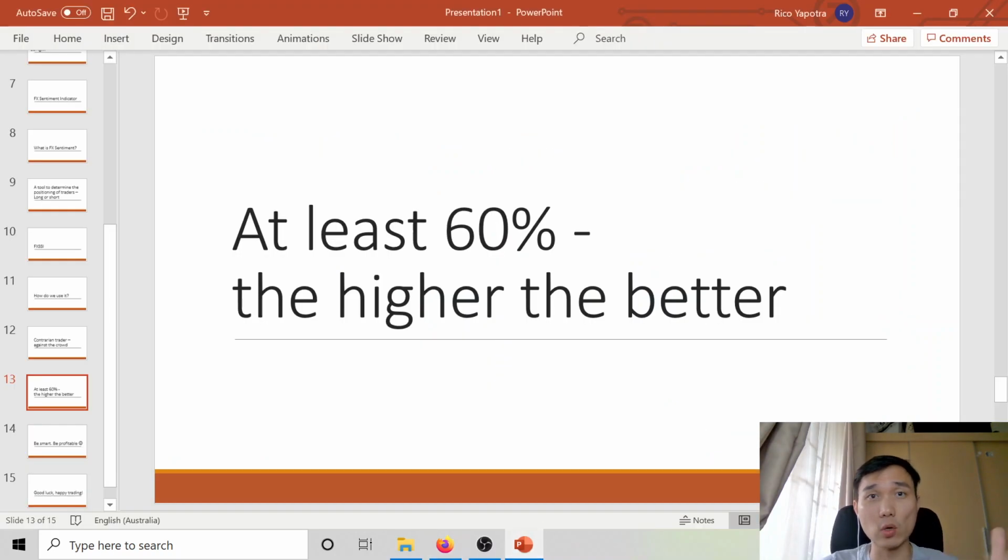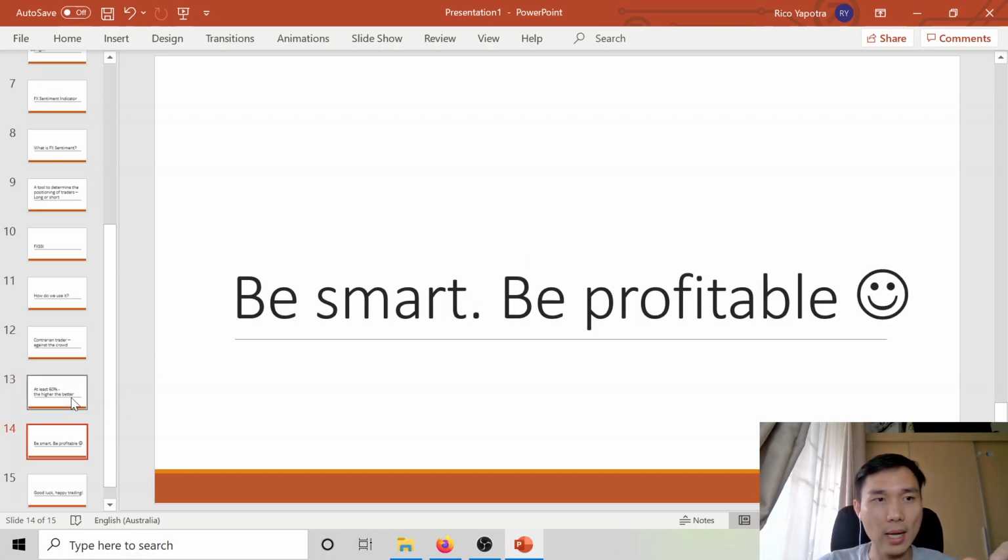So that's the first thing. You need to see at least 60%. The higher the better. If it's 70 or 80%, it's even better, right? So we just want to be smart and profitable, and that's what we're going to do.